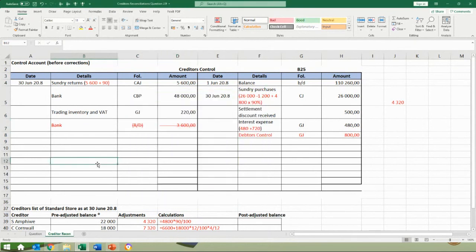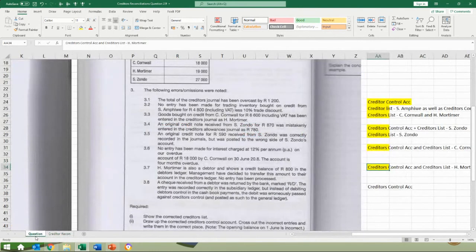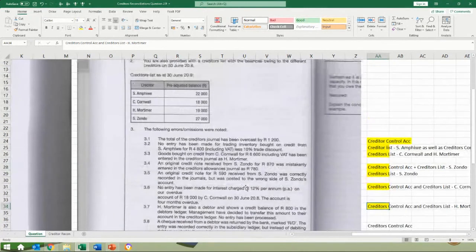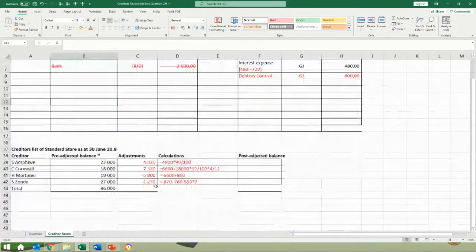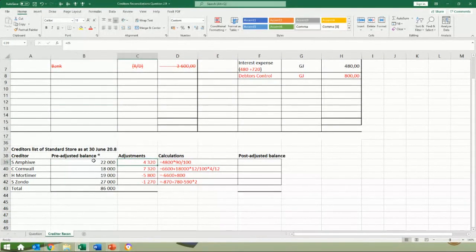Okay, so that entry should in fact be taken out altogether. Okay, let's see if there's anything else that we need to account for. Okay, let's start with the creditors listing. So now what happened is we have now adjusted these balances.